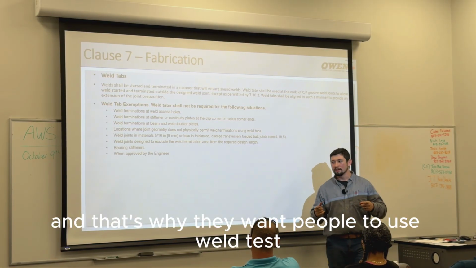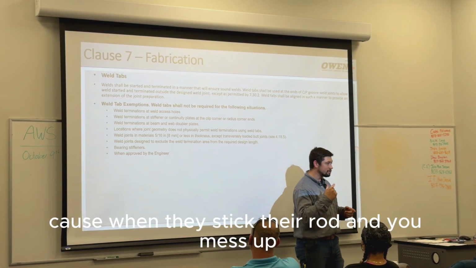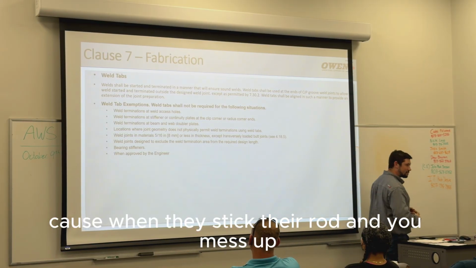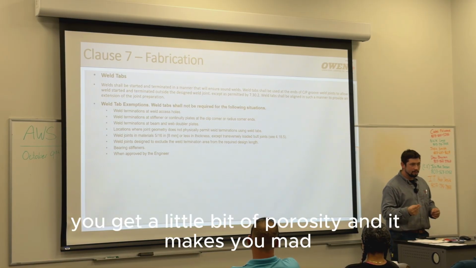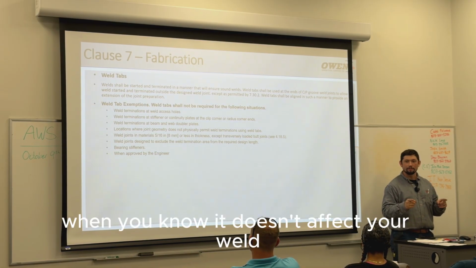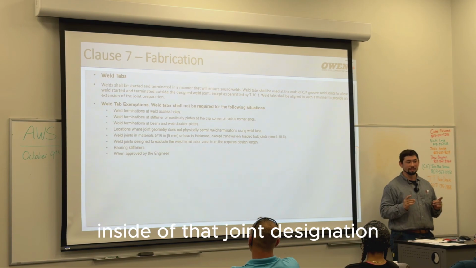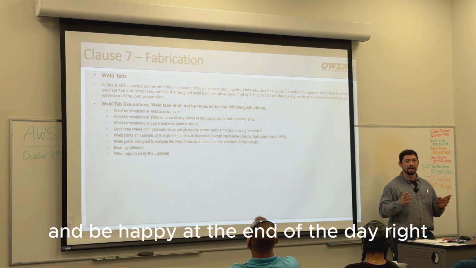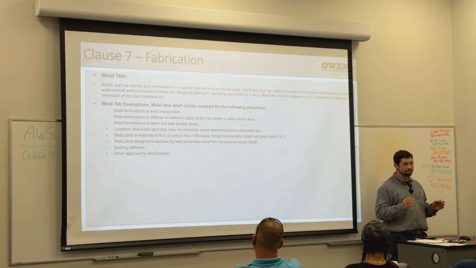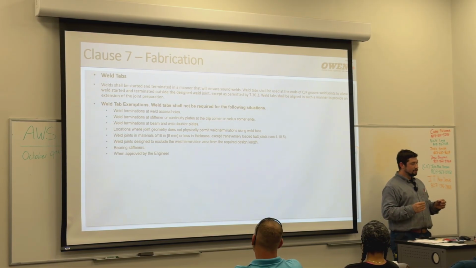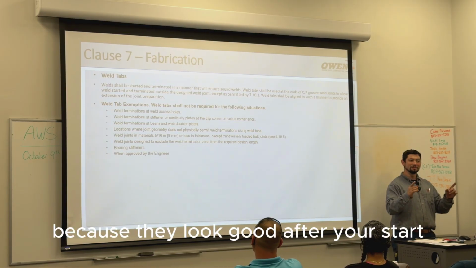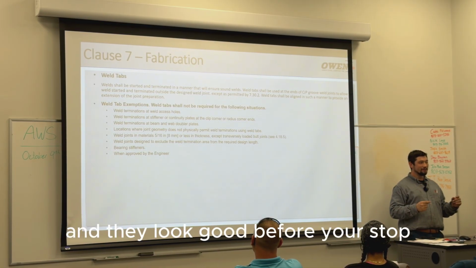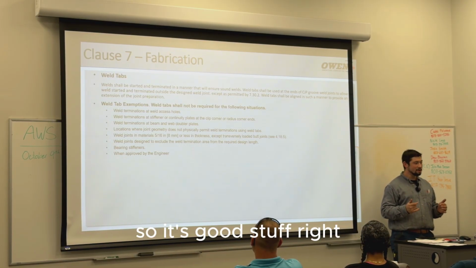It happens because people are humans. And that's why they want people to use weld tabs, because when you stick your rod and you mess up, you get that little bit of porosity and it makes you mad. It makes you a little less mad when you know it doesn't affect your weld inside of that joint designation, and you can remove your weld tabs and be happy at the end of the day, right? Yeah. It makes me a lot happier because now I don't have to reject welds, because they look good after your start and they look good before your stop. So it's good stuff, right?